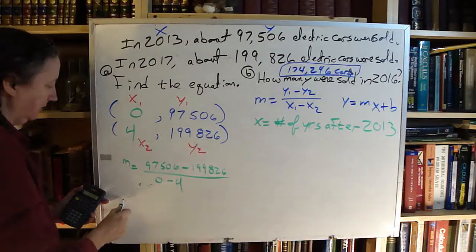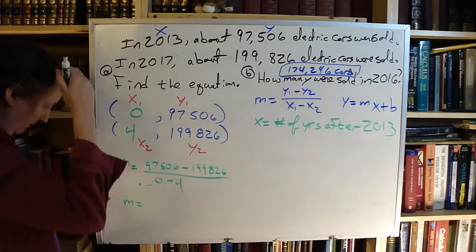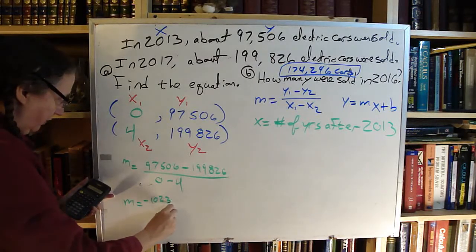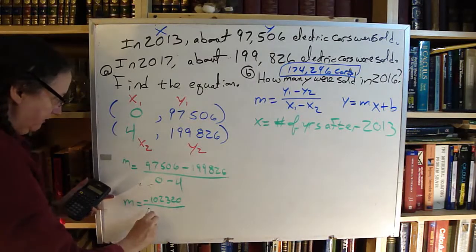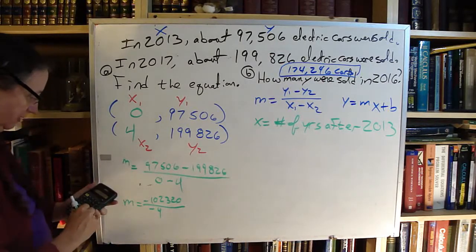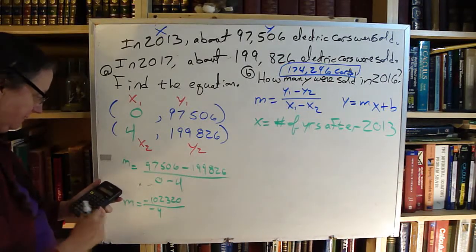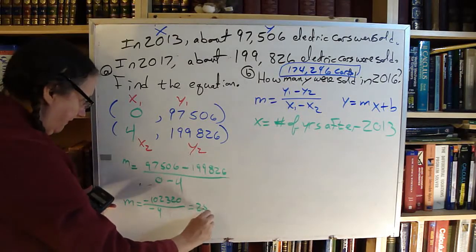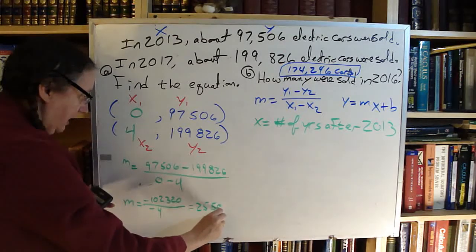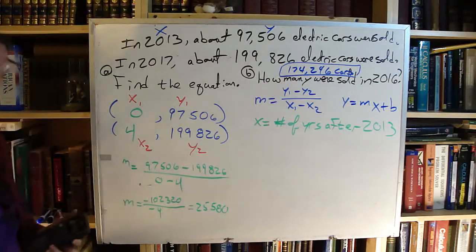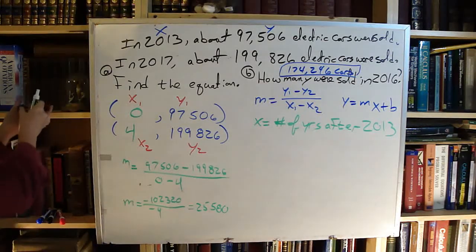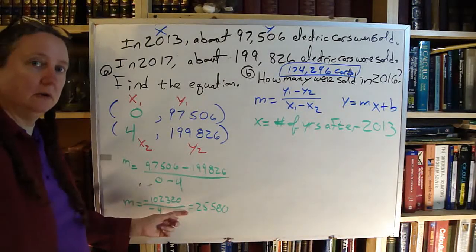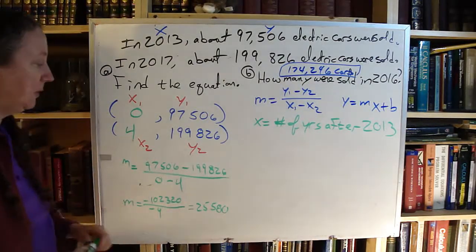M is negative 102,320 over negative 4. So I divide out the negative 4, and that gives me a positive 25,580. Is that the same number we had before? Yeah, that's the same one.